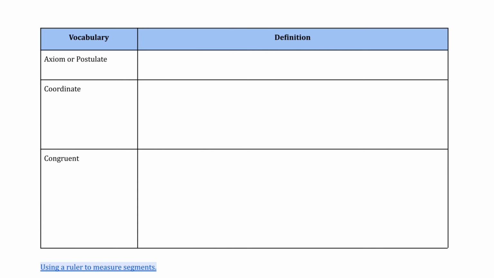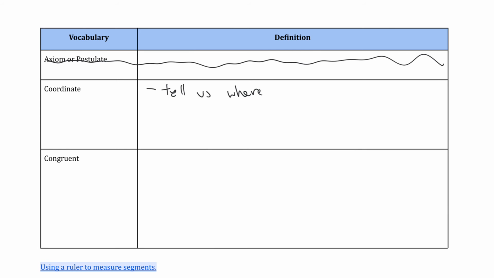All right. So let's go over just a few quick definitions. I'm going to get rid of this axiom postulate because we're not worried about that right now. Instead, taking a very quick look at coordinates. Again, these coordinates tell us where points are located.